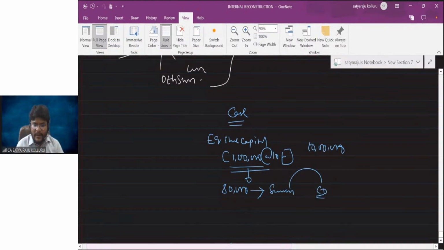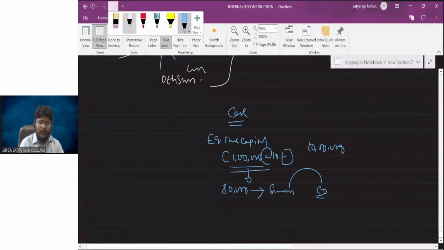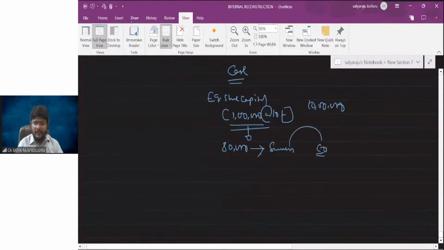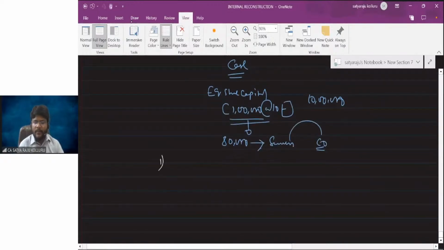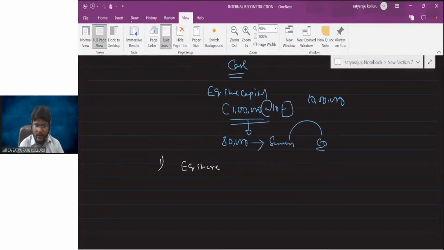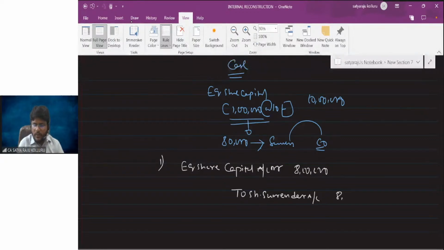Whenever shares are surrendered, the company needs to cancel the existing equity share capital by passing this entry: equity share capital account debit, 80,000 into 10 rupees, which is 8 lakhs, to share surrender account. Sir, what is this share surrender account, sir? This is a temporary account, guys.